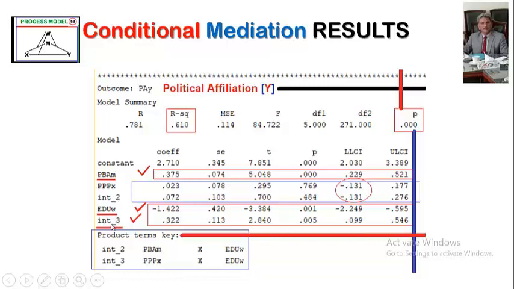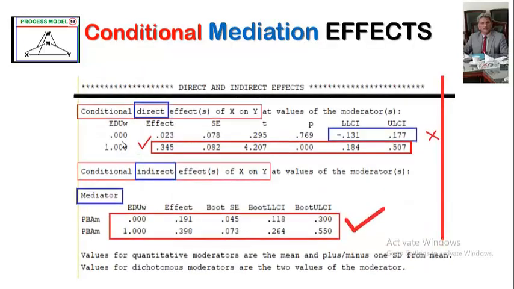However, education and interaction term 3, these two variables are significantly changing political affiliation, but education is again making negative contribution. It is negatively connected with political affiliation, while interaction 3 is positively connected or positively predicting the political affiliation. The next output is the computation of direct and indirect effects.